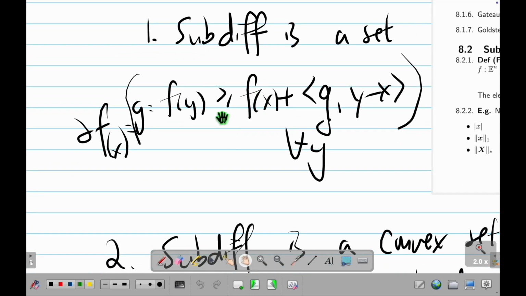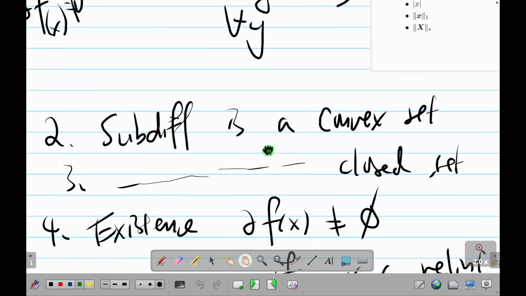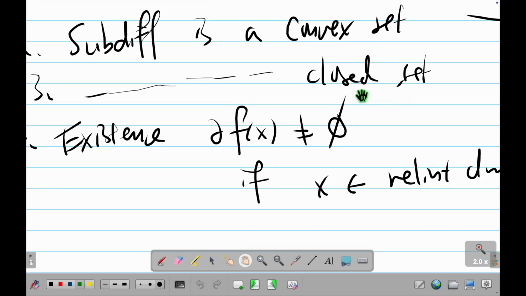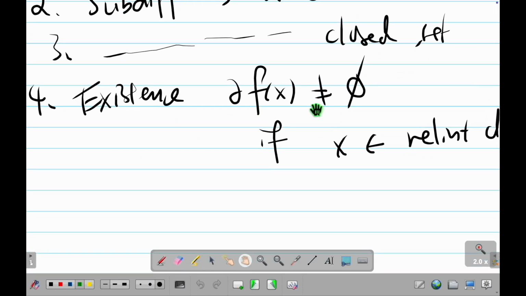So what's the take home? 1, subdifferential is a set. 2, subdifferential is a convex set. 3, subdifferential is a closed set. 4, subdifferential exists if you are talking about the interior.